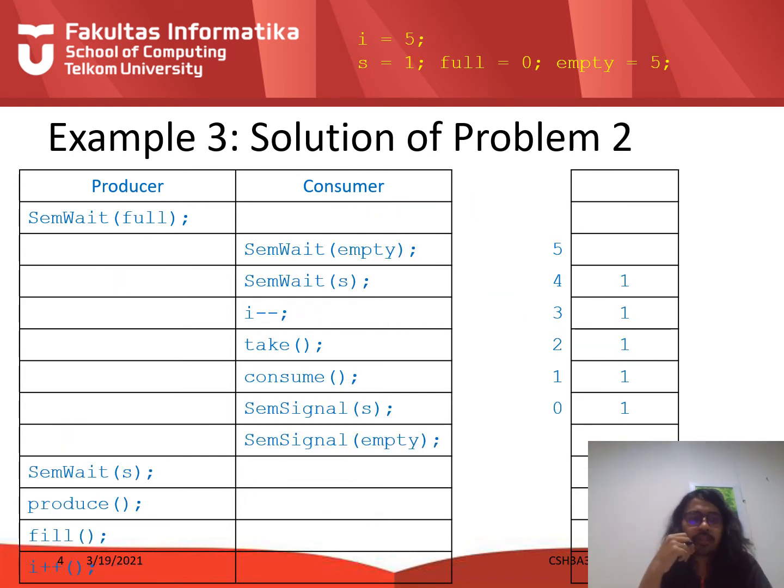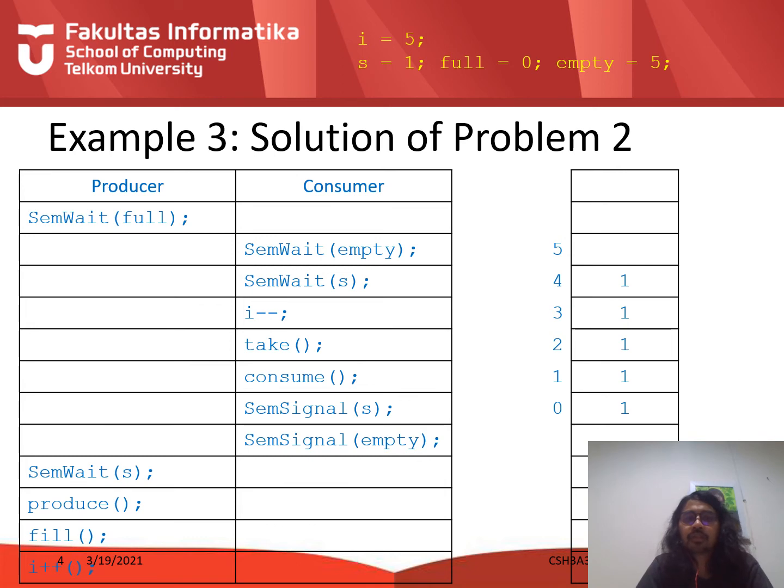So this is the last example, our third example here. Example 3 is the solution of the last problem that has not been solved, which is the second problem. The second problem is the producer cannot fill a full buffer. So here we created a problem where the buffer is already full. I is 5, and here we can see the buffer is full, and S is equal to 1, full is equal to 0, and empty is equal to 5.